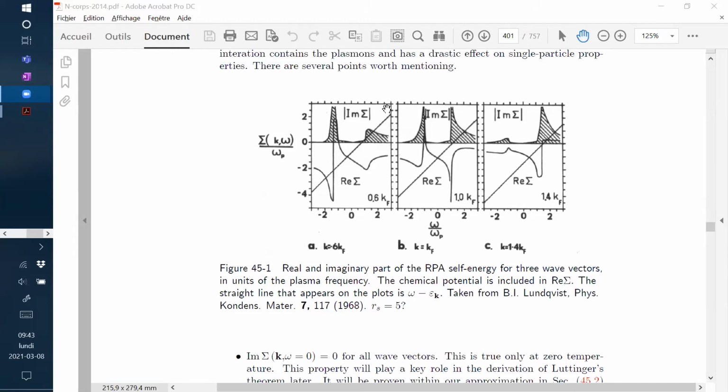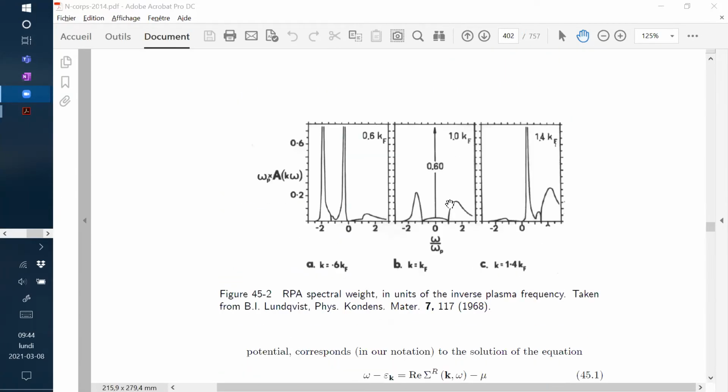Now, this straight line is omega minus epsilon k plus mu. So the intersection of this line with the real part of sigma is the place where we would have a quasi-particle pole. And this is also a quasi-particle, and this is a quasi-particle. Now you see there are some other things that happen here where we also have a negative slope and an intersection as well. So if you look at the spectral weight, it's now much more complicated, you see.